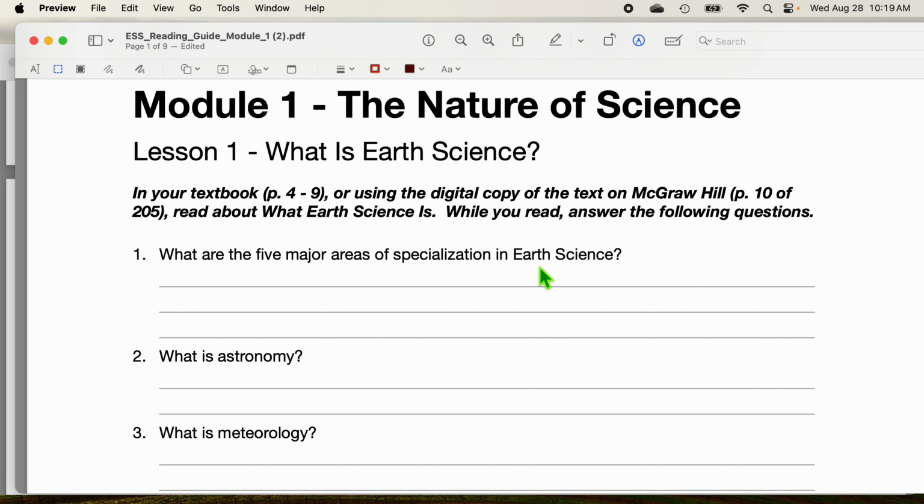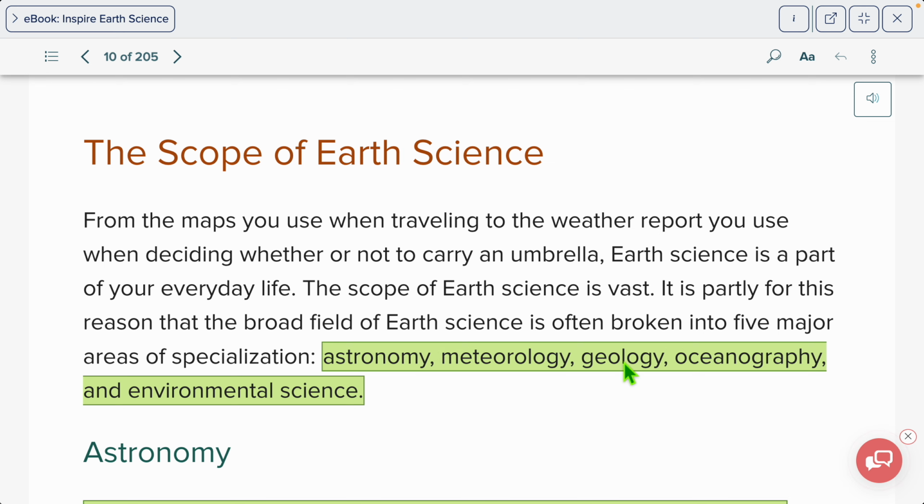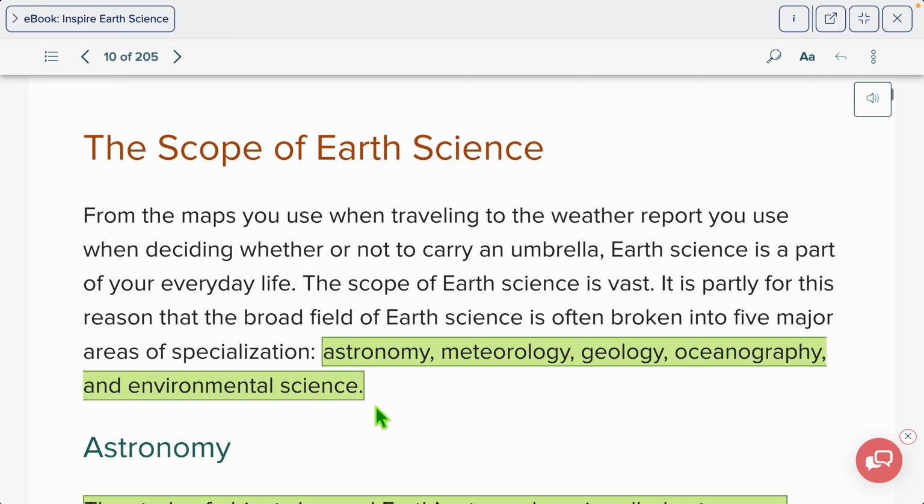So, that answer is number one, right? Five major areas of specialization. We got those right here: astronomy, meteorology, geology, oceanography, and environmental science.